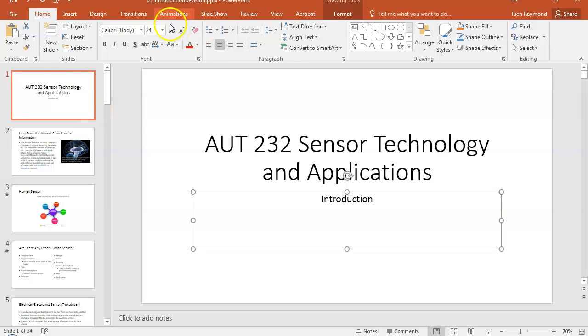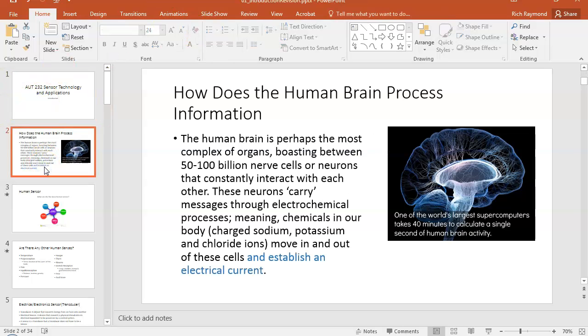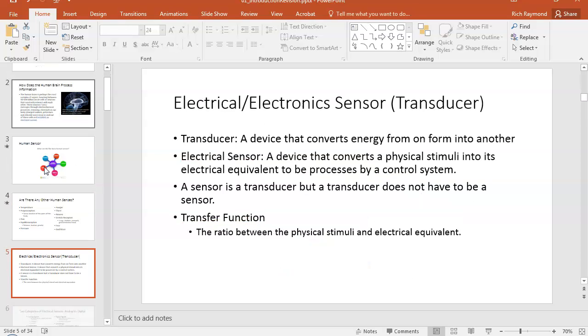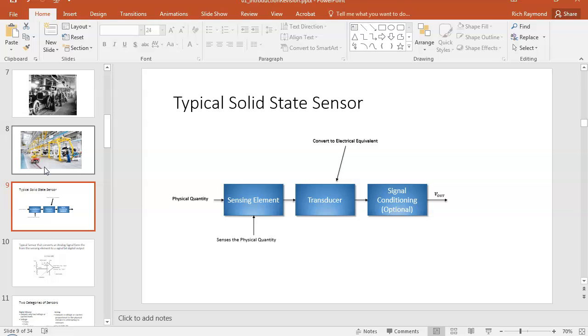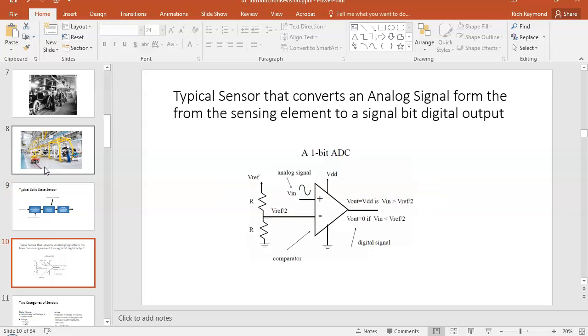Well, we compared electronic sensors or electrical sensors to us, right? And then talked about the basic makeup of an electronic or solid state sensor. And then we looked at basically one bit, all the way in digital, we refer to as a bit, a single binary digit. So these things are made up of a bunch of ones and zeros.